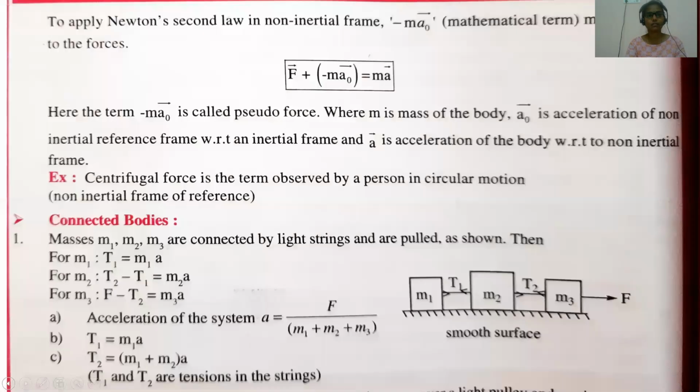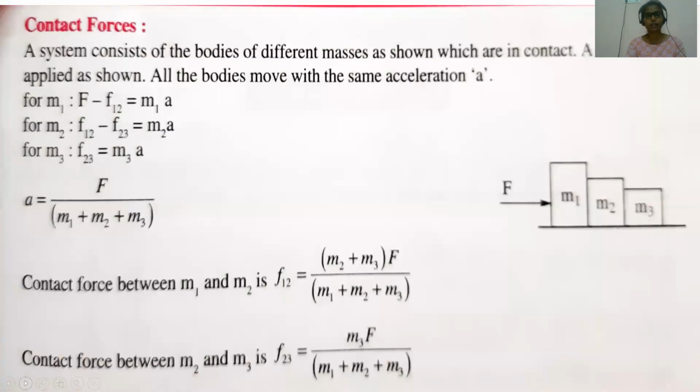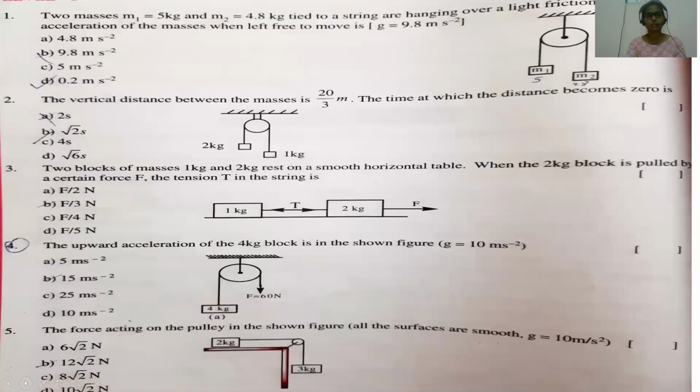When it is a connecting bodies type, if the bodies are connected like this, these are the formulas for acceleration and force. If bodies are connected through a pulley, with one horizontal and one hanging down, these are the formulas. When two bodies are connected like this, what we call outward motion, this is the formula. And if connecting forces are there, you need to apply these formulas. I already explained the formulas and some proportions.